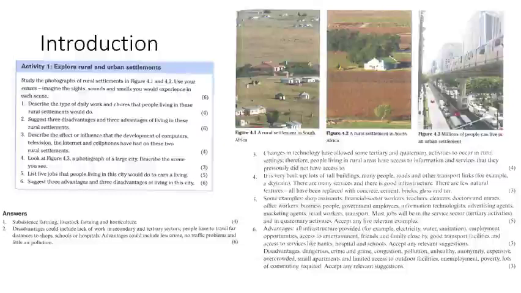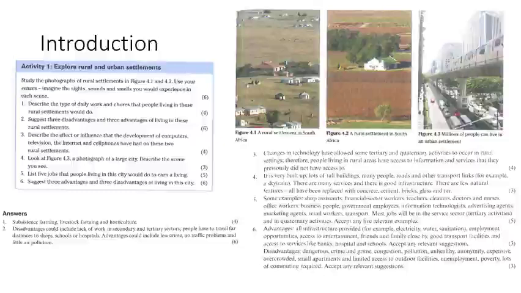Describe the effect or influence that the development of computers, television, and the internet had on these two rural settlements. Well, technology has allowed some tertiary and quaternary activities to occur in these rural settings. For example, people living in rural areas now have access to information and services that they previously did not have access to. Question 4, if we look at that image, we can see there's lots of tall buildings, there's many people, there's roads and other transport links like the SkyTrain that exists there.